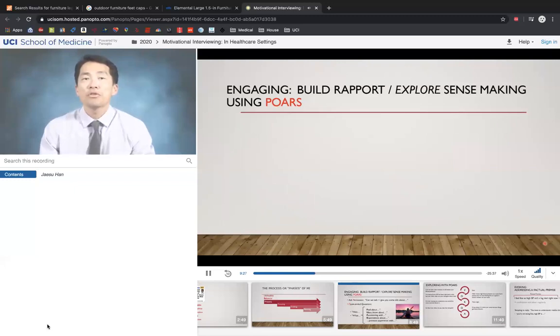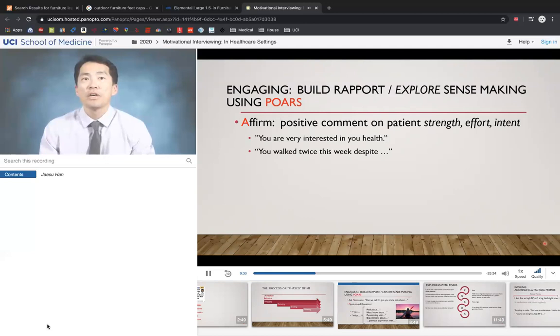Now, if we move on to the A, R, and S, A stands for affirm. These are positive comments on the patient's strength, effort, or intent, and really these affirmations follow the open-ended questions. So if the patient is talking about trying to start to walk or run, we might provide an affirming statement such as you're very interested in your health. If the patient has only walked twice this week because lots of things were going on in his or her life, then we might comment that you walked twice this week despite those things.